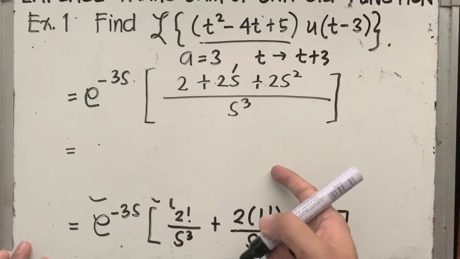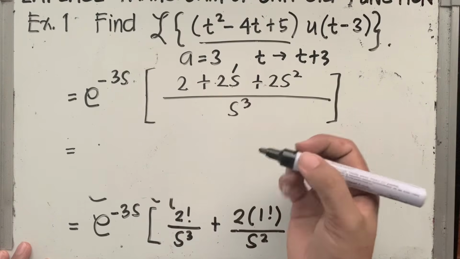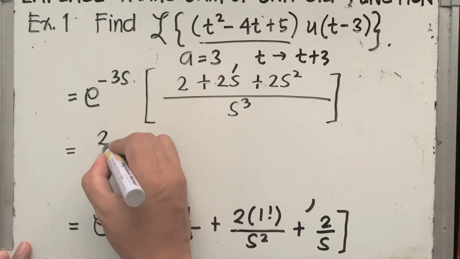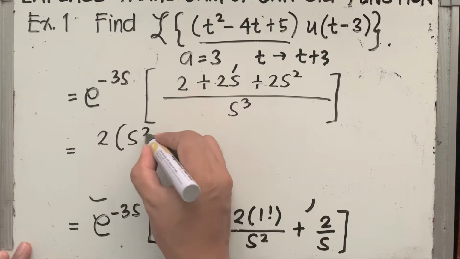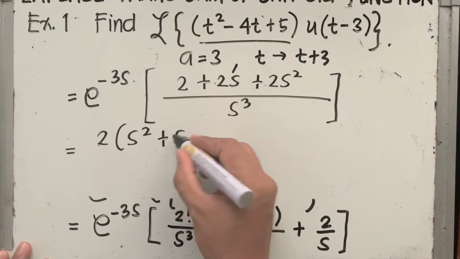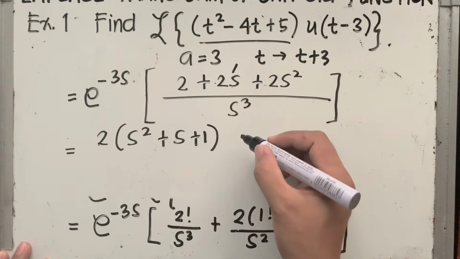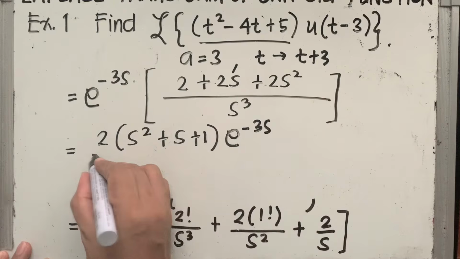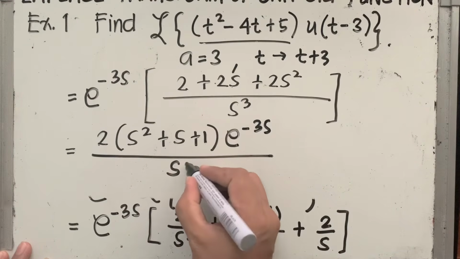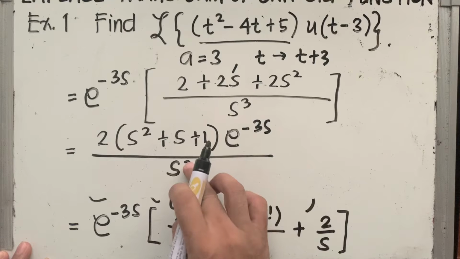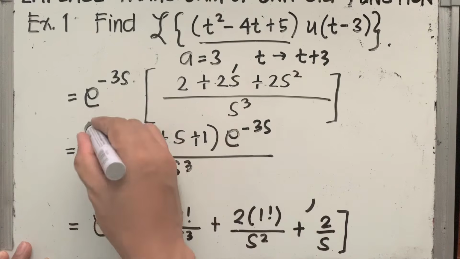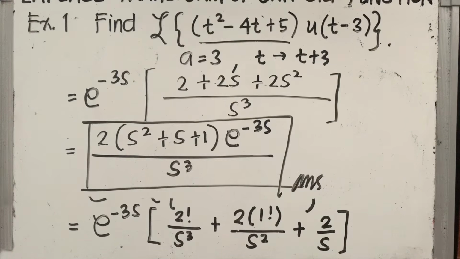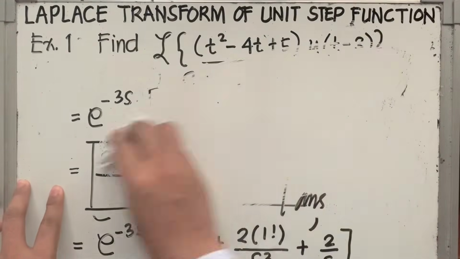So, we can factor out yung 2 since common siya sa bawat term. So, our final answer for the Laplace transform of t squared minus 4t plus 5 times u of t minus 3 is equal to 2 times s squared plus s plus 1 times e raised to negative 3s all over s cube. Okay, so yan lang. Ganun lang kasimple. Okay, so gets? Thank you.